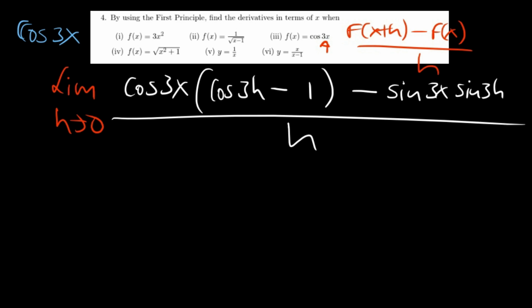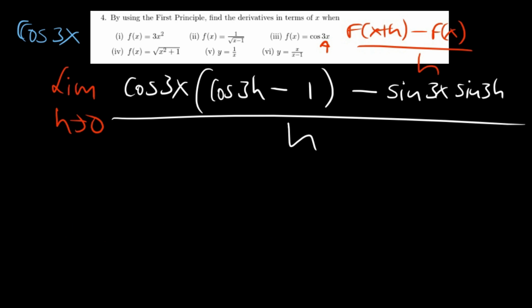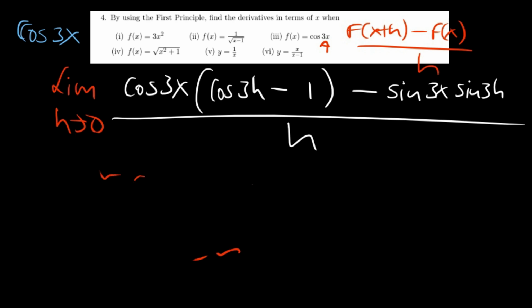Now, some of the things that you have to know under the trig limits. You know that if you're going to have something like sine 3h over 3h, and then apply the limit as h approaches 0, this is equal to a 1. And then for the cosine part, if you're going to have cosine 3h minus 1 over 3h, and then the limit as h approaches 0, this is going to be equal to a 0. You know that, right? So let's try to see the way we can come up with this.